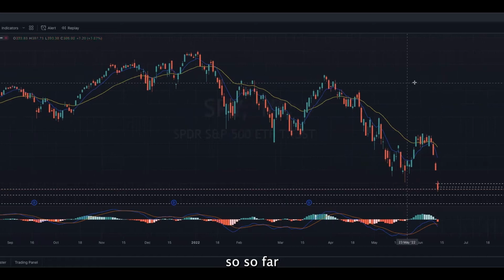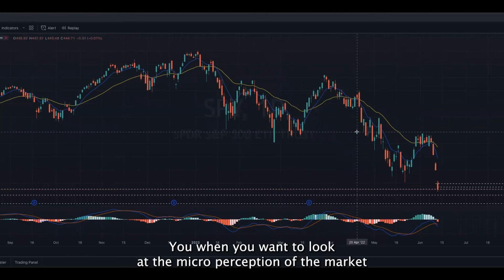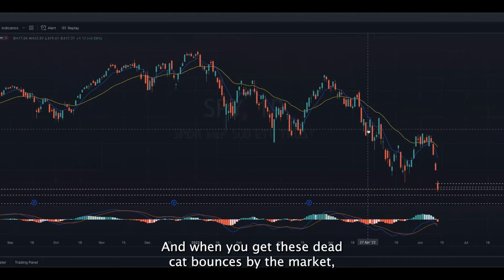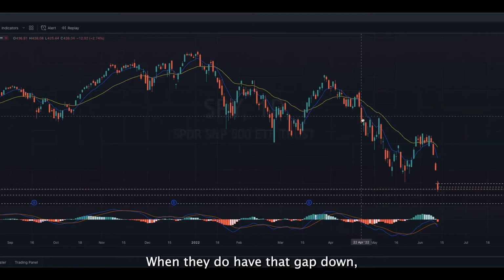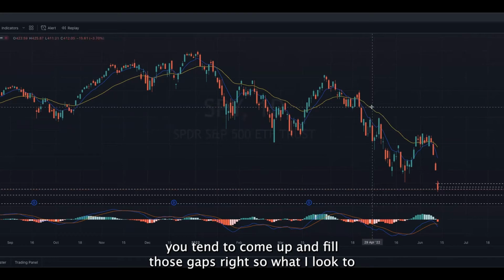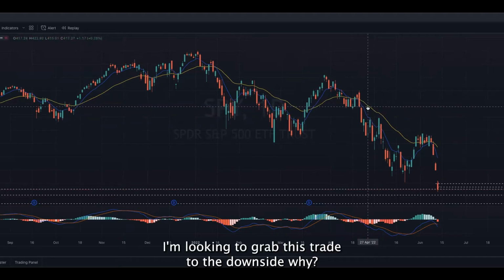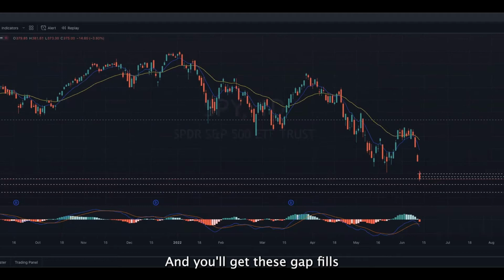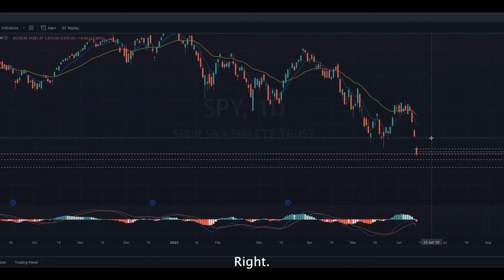Okay, so far we went over, you have your macro downtrend. When you want to look at the micro perception of the market, you'll have these dead cat bounces, right? And when you get these dead cat bounces by the market, on those tickers that did have that gap down, you tend to come up and fill those gaps, right? So what I look to play is, after we fill that gap, I'm looking to grab puts to the downside, right? I'm looking to grab this trade to the downside. Why? Because the macro market is bearish, okay? And you'll get these gap fills with micro bounces, aka your dead cat bounce, right?